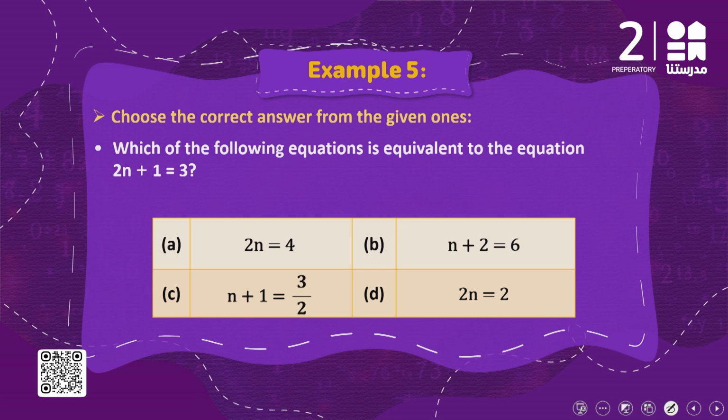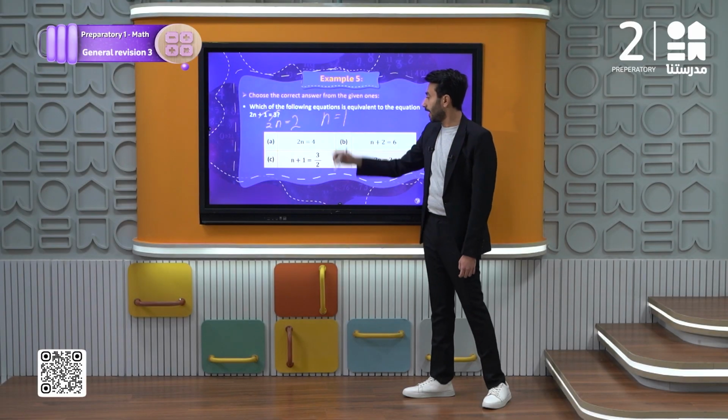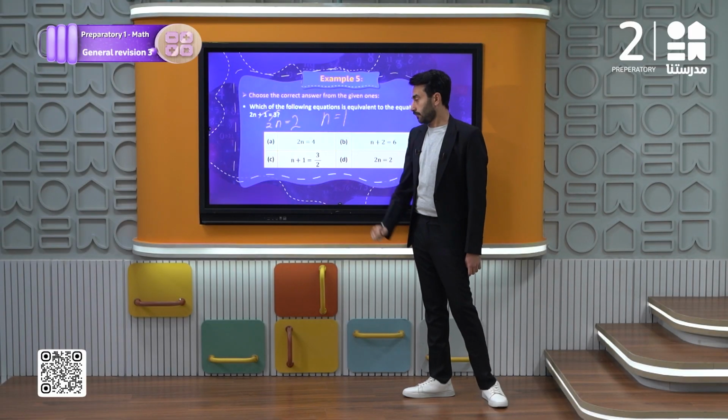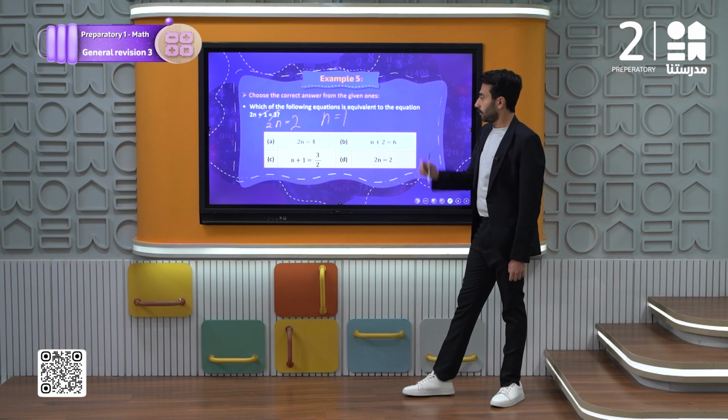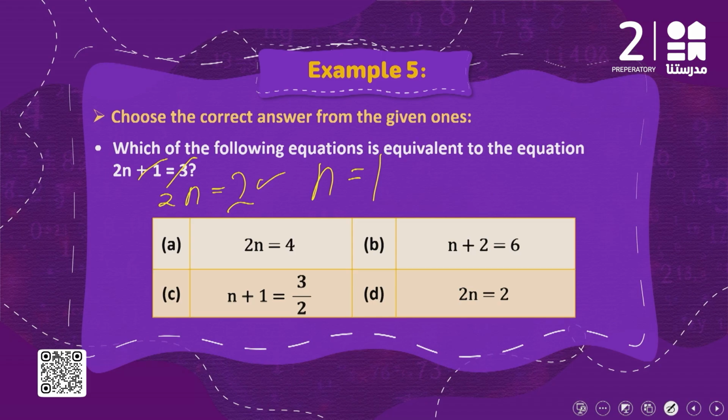Which of the following equations is equivalent to the equation 2n plus 1 equals 3? This 1 must be cancelled or subtracted from here and here. Now you have 2n equals 2. Now n equals 1. Which of these is equivalent? Which of these has n equal to 1? This one is not right for sure. This one is not right for sure. For sure this one is right, 2n equals 2 as this one. So letter D is the right answer.